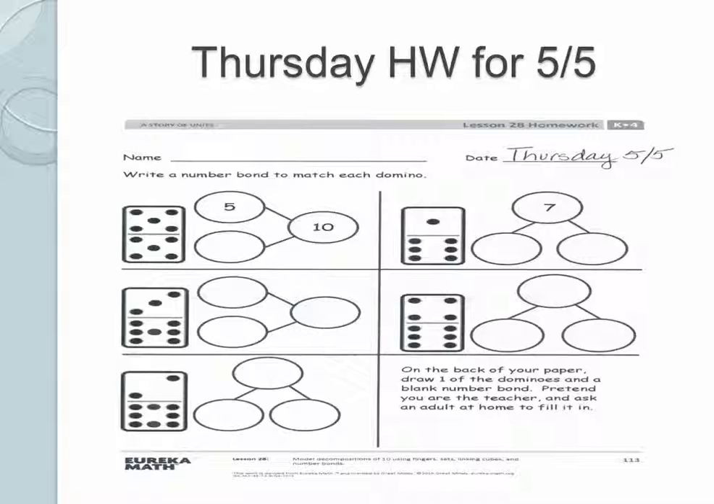First of all, we need to find the total to put in this lonely circle. So the total is found by counting all the dots in the number in the domino. The dots that is above the line and below the line. So let's count all the dots. 1, 2, 3, 4, 5, 6, 7, 8, 9, 10. And that is our total number of dots we have in this domino.